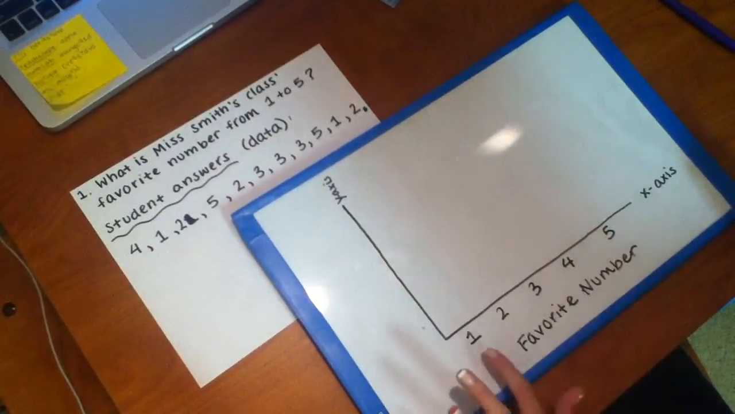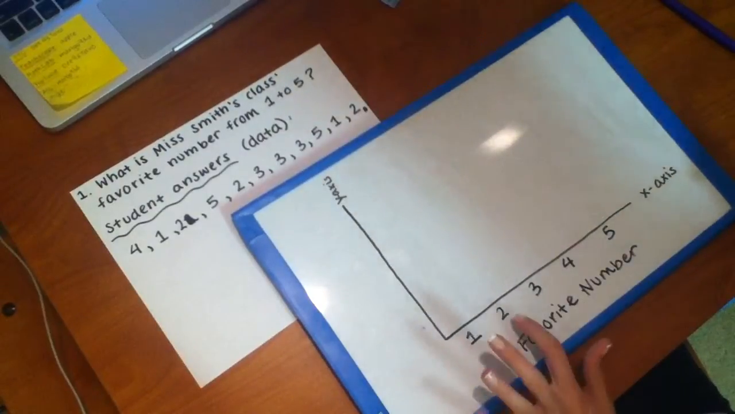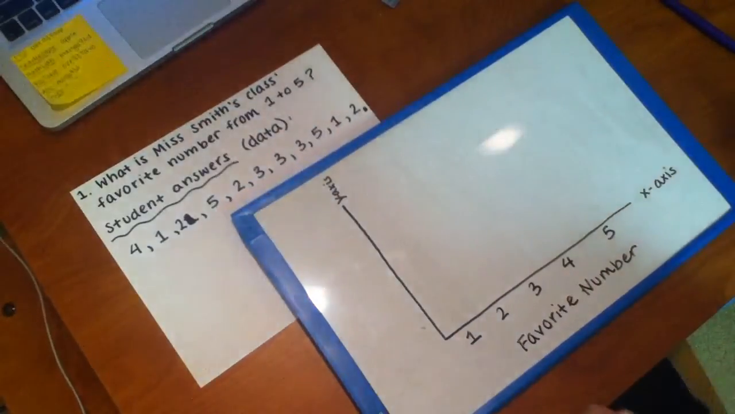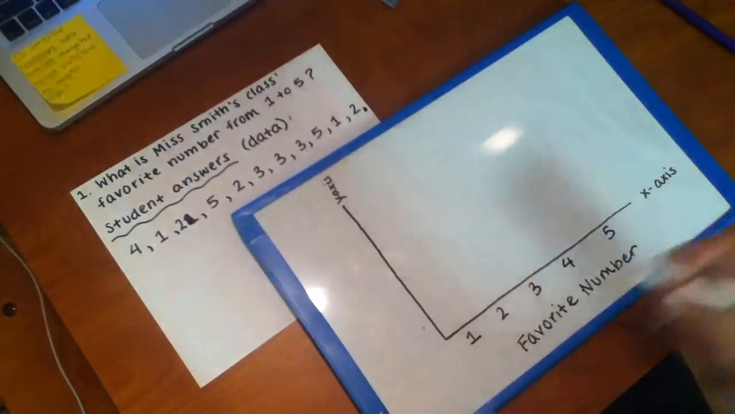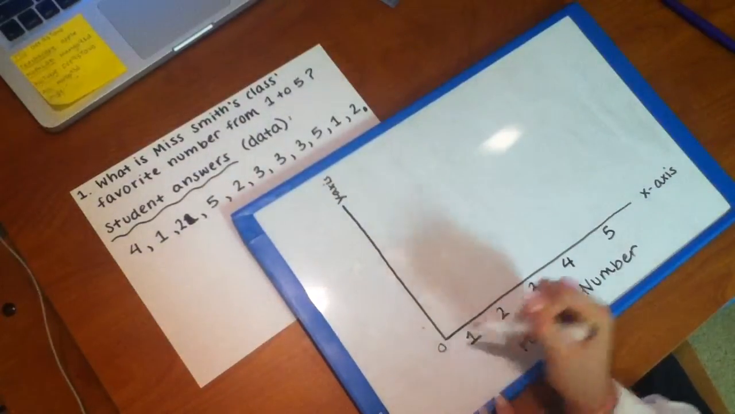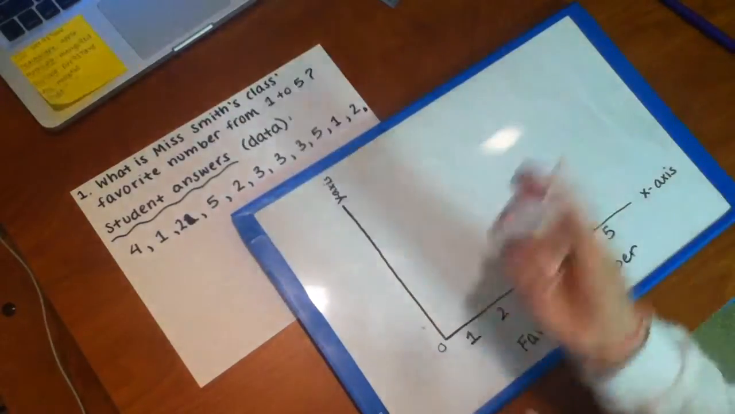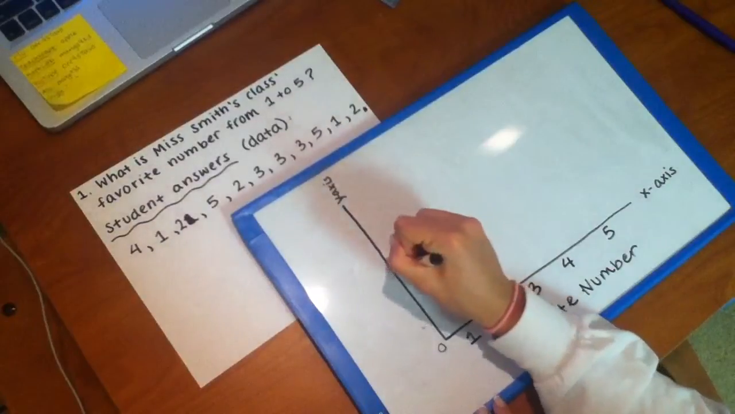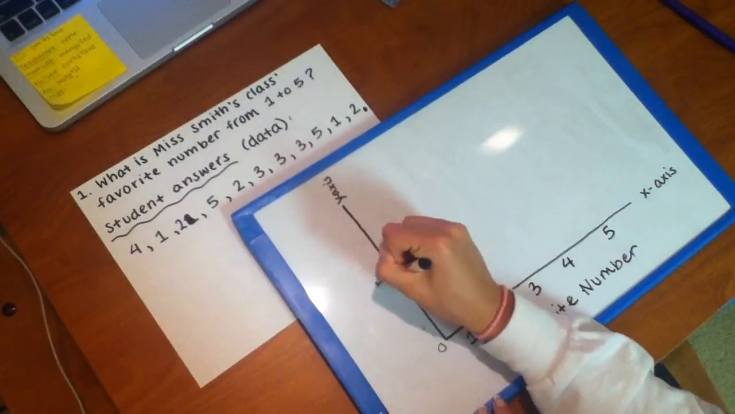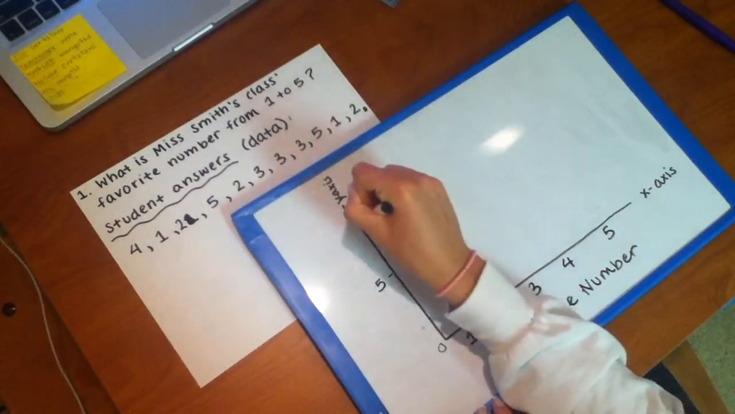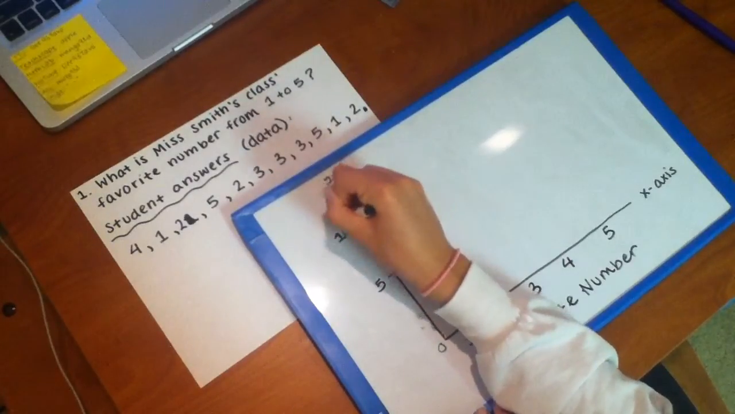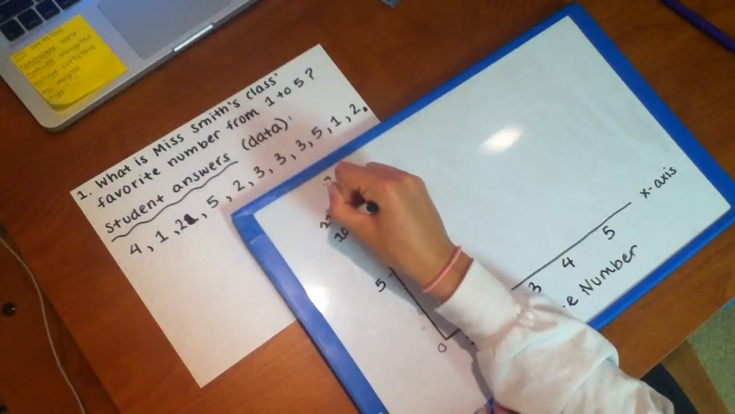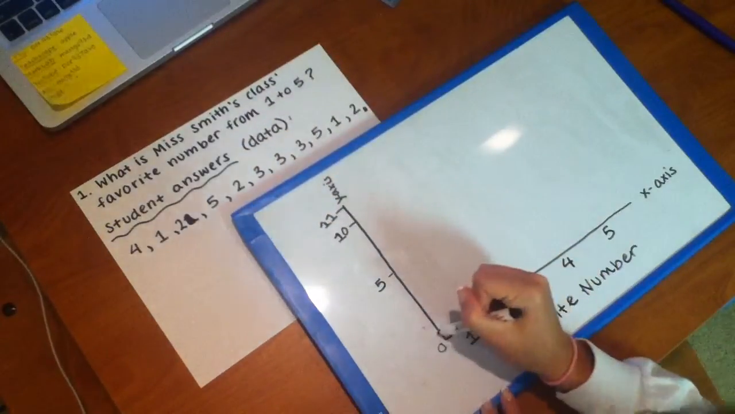So how many students exactly said 1 was their favorite number? How many students said 2, 3, 4, and 5? We said we have 11 students, so our graph should go up to 11 at least. We want to start at 0. And then I like to make points so that I can reference them. I'm going to make a point here saying 5, 10, and 11, just so that I can reference when I'm putting in the numbers.